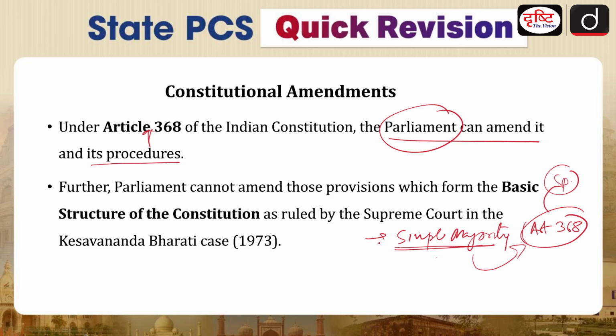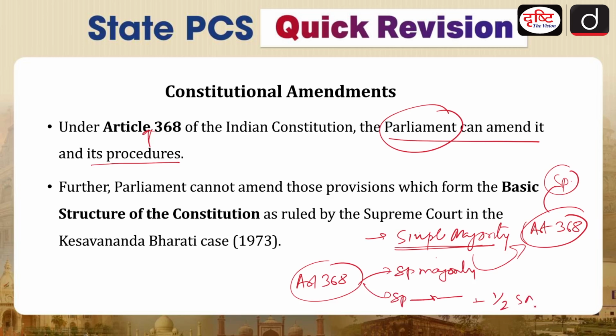Then, there is this Article 368 wherein two kinds of amendments have been talked about. One is with the special majority, and the second is with the special majority along with the ratification of half of the state assemblies. That is the procedure to change the constitution. If any federal feature is affected by the constitutional amendment, then you have to take the ratification from half of the state assemblies. So these are the three important kinds of changes which can be made in the constitution. If it is from the simple majority, know that this is not a constitutional amendment under Article 368.